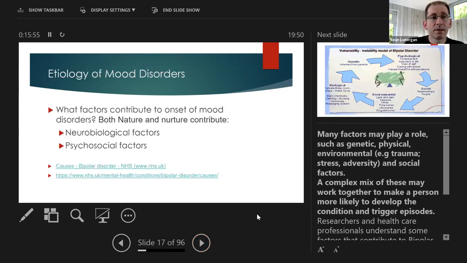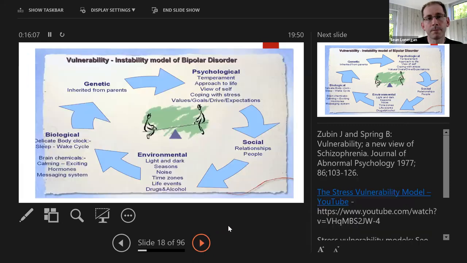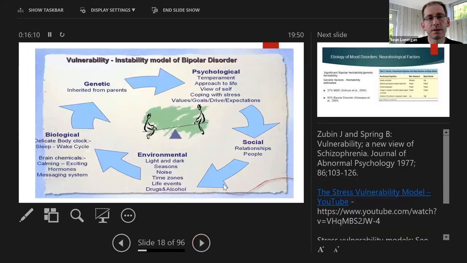When we think about the etiology of mood disorders, when we think about what factors contribute to the onset of mood, we're mindful of both nature and nurture, so neurobiological factors and psychosocial factors. We usually think of this as a complex mix of different factors. So what can contribute to a person's vulnerability to instability of mood within bipolar?